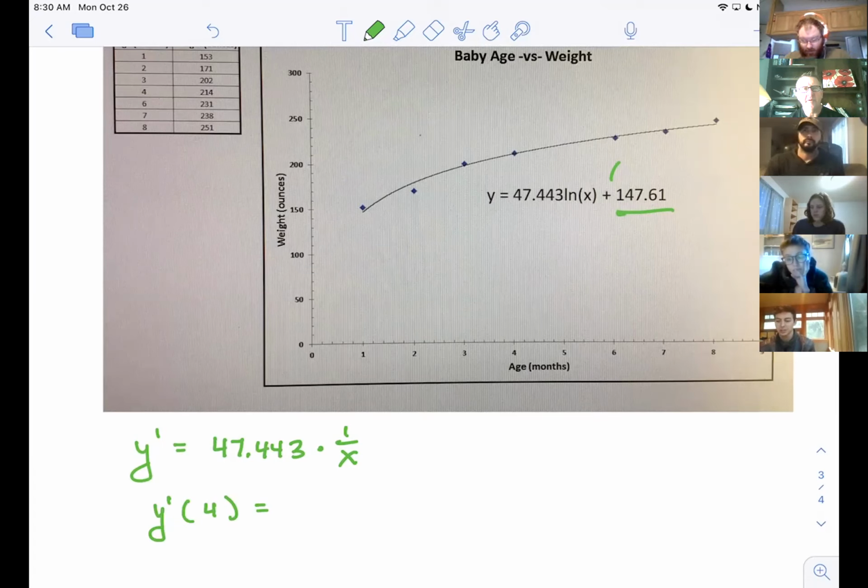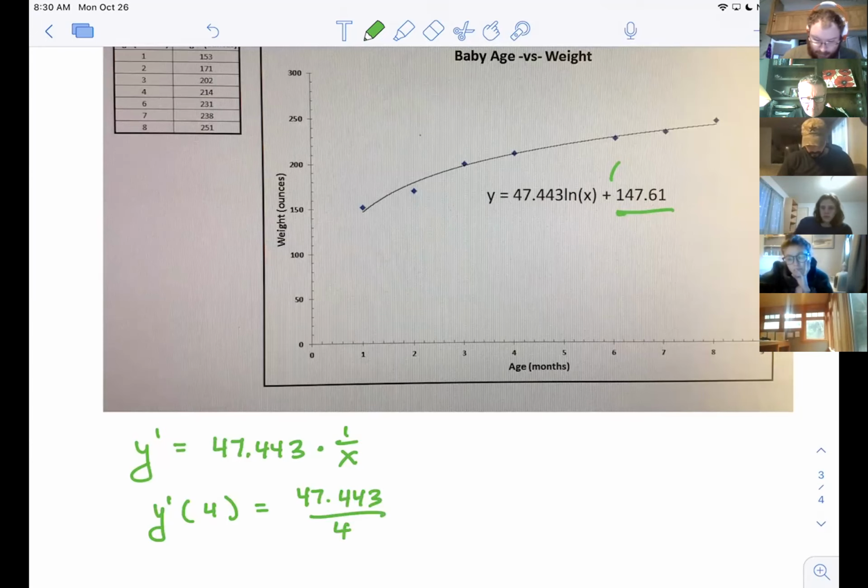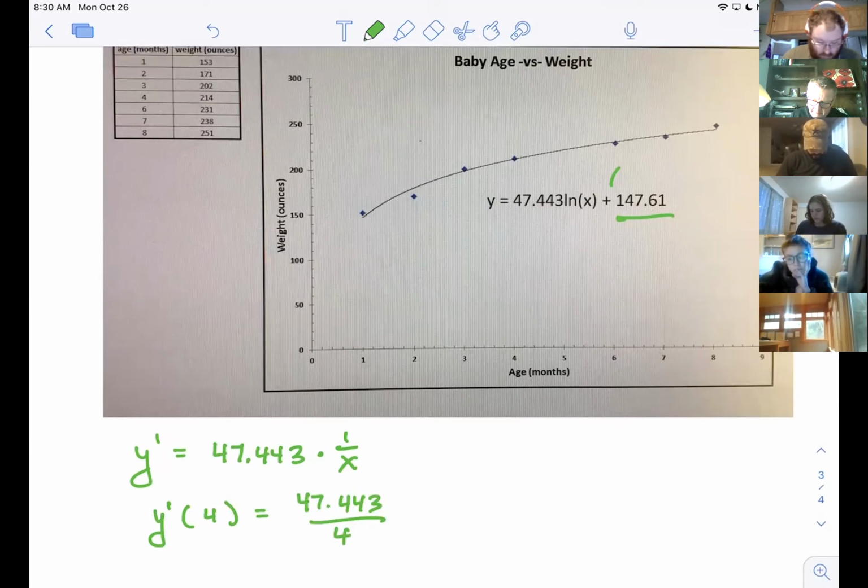Of course, you leave out derivatives and all that stuff. She doesn't want to know calculus. She just wants to know if the kid's okay, right? That would mean that they were growing at 11 ounces a month at that point. Get the units back in it. Look at the units of y, units of x. Don't forget that we're talking about change of y over change of x. So when you take 47.443 divided by 4, you do indeed get about, let's call it 11.9.